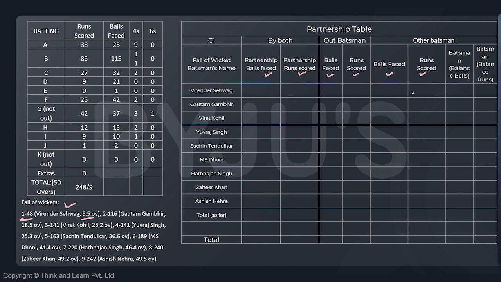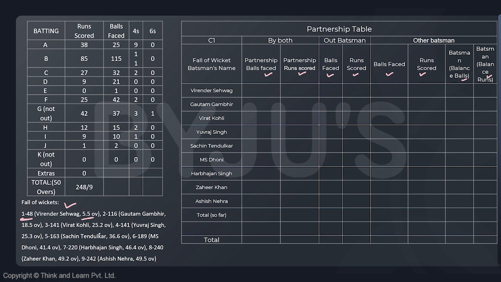And for that other batsman, what is the score remaining for him? For example, let us say he made 20 runs in total, but he made only 5 in the partnership. That means he is still to make 15 more runs. Similarly, I can calculate for balls faced as well. So let's start filling it up.